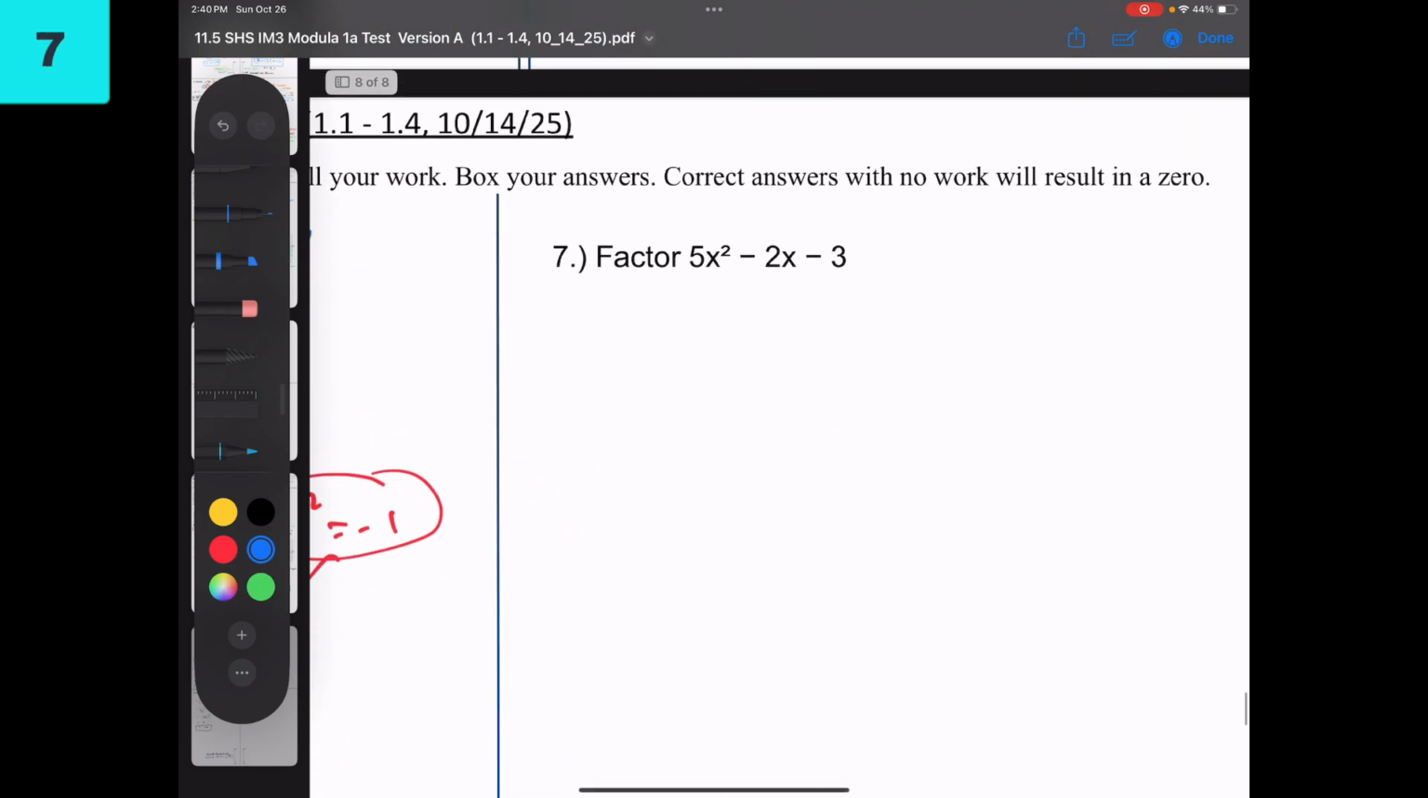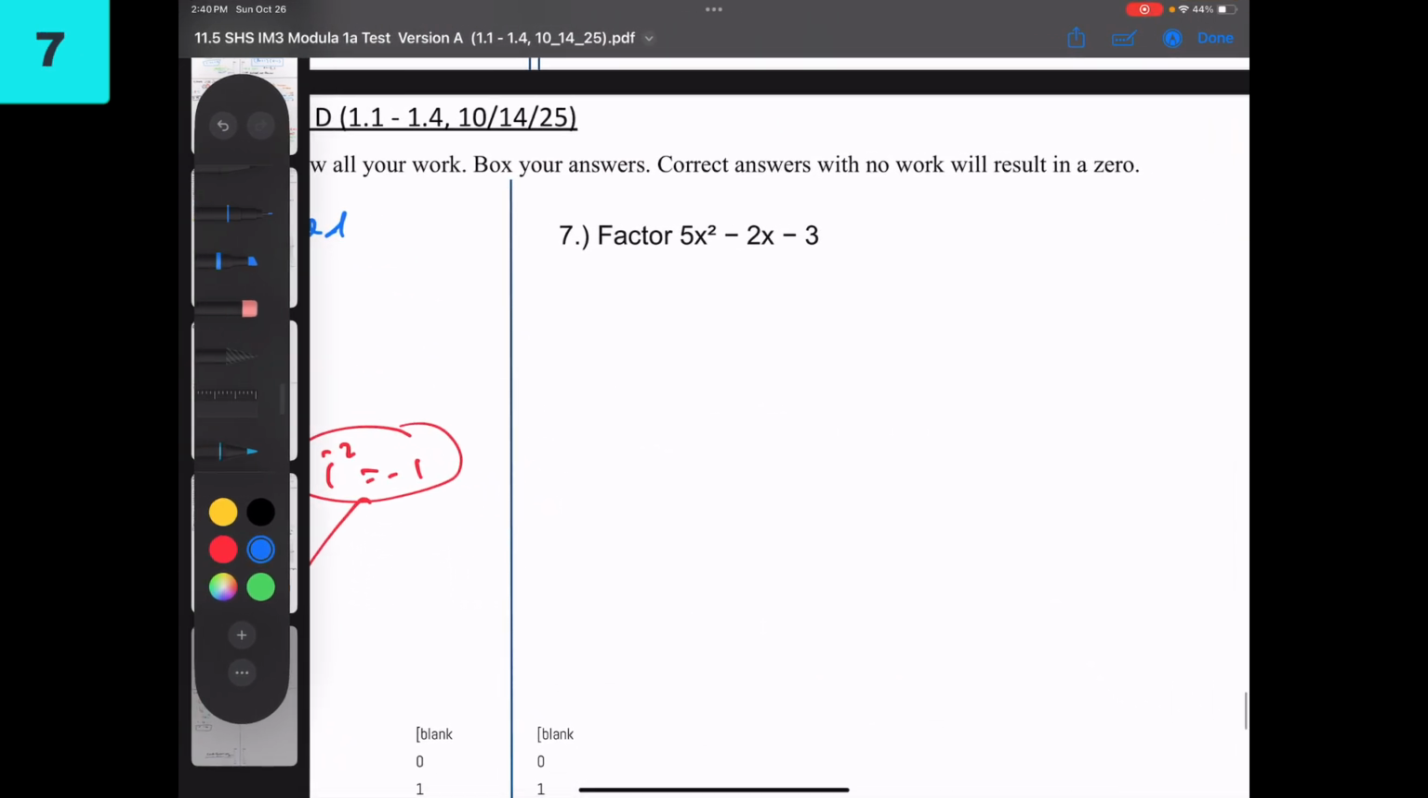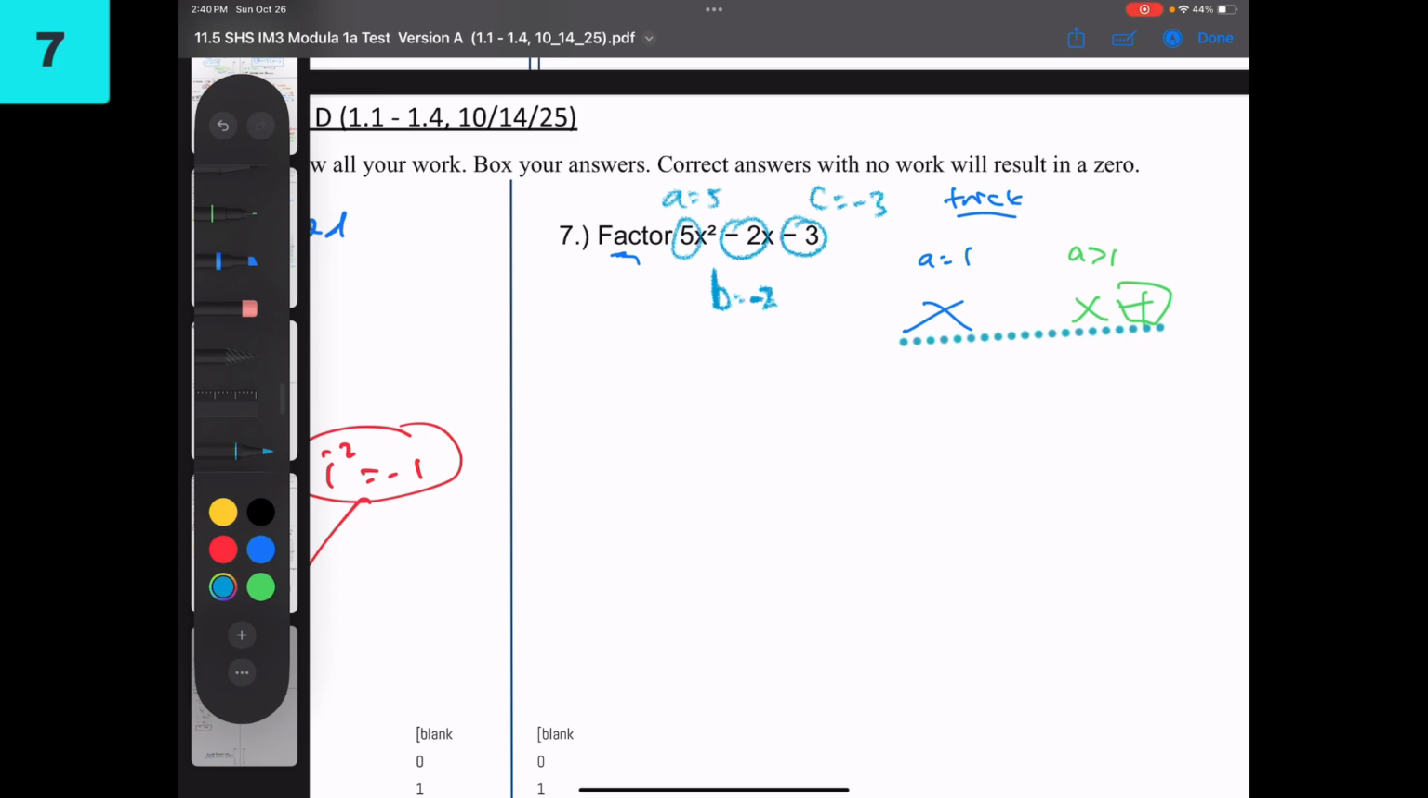Okay, number 7. We need to factor it. Remember the trick. If a is equal to 1, you just need the x. But if a is greater than 1, you need both the x and the box. So here our a is 5. C is negative. B is -2. And C is -3.